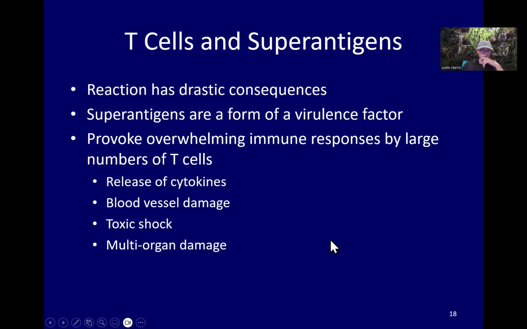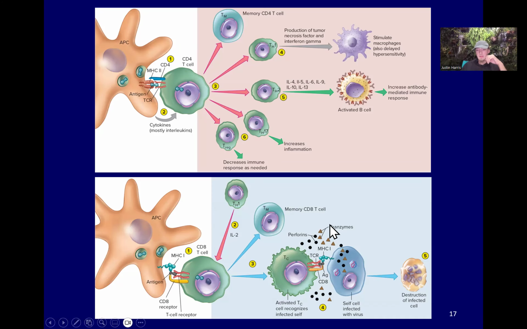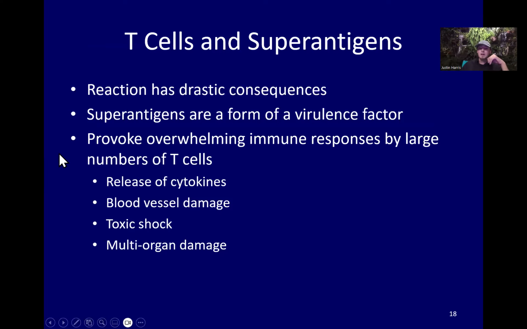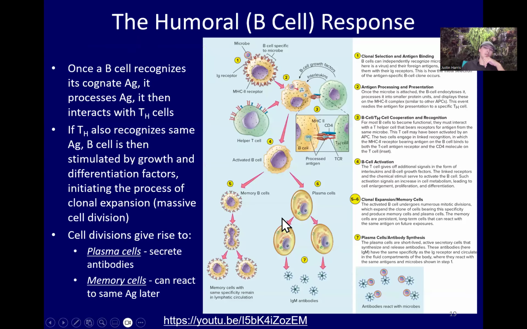We talked about how superantigens are like an overstimulation of this process. It can cause a vast overstimulation of these cytotoxic cytokines, and it can cause damage to the tissues and cause toxic shock syndrome.